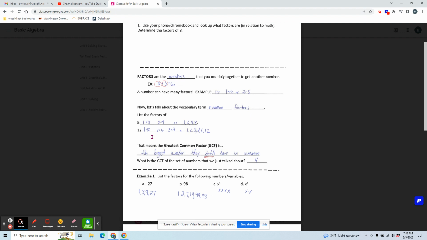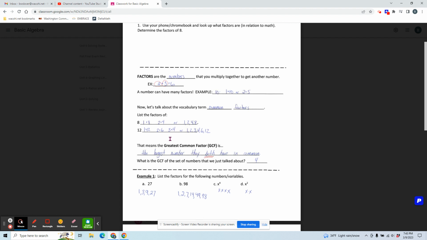Now you're thinking, well, Mr. Slover, what about 8 or 12? They both have to have those, right? To be in common is something that they both have, they both share. So the only numbers they both share are 1, 2, and 4.